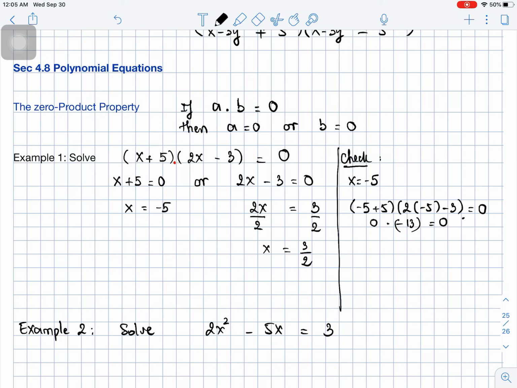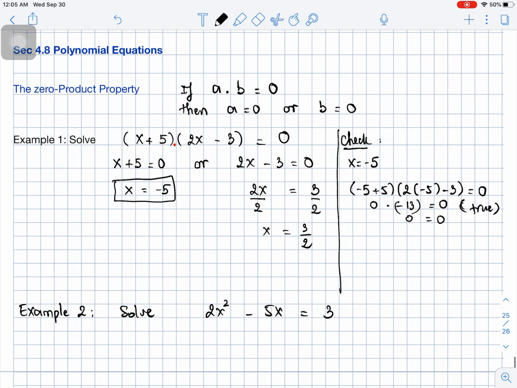The first parenthesis, the answer is 0. The second parenthesis, the answer is -13, and the answer is 0. And both sides equal to 0. So this statement is a true statement. We will box the answer for x equal -5 because it makes the statement true.